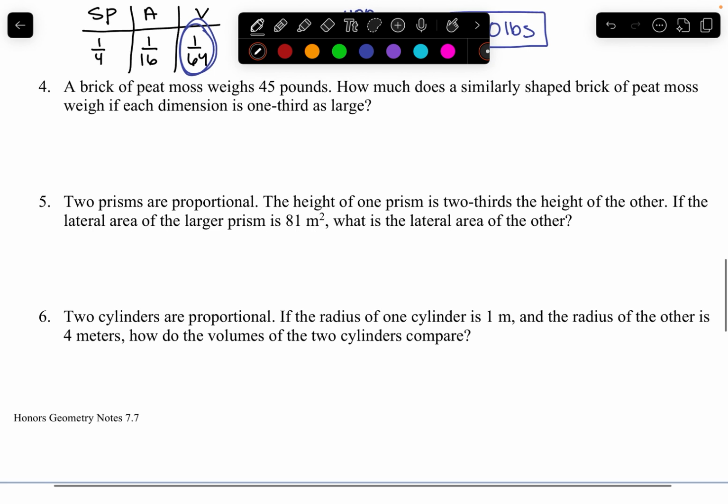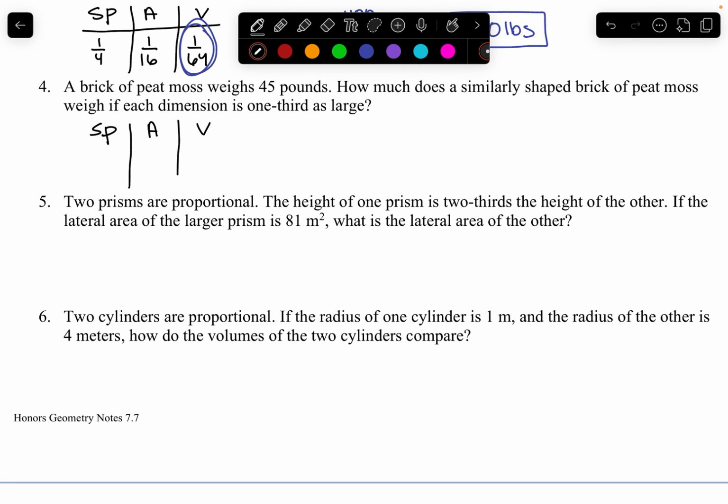Number 4, a brick of peat moss weighs 45 pounds. How much does a similarly shaped brick of peat moss weigh if each dimension is 1/3 as large? So now we're getting smaller, which is fine. If it's 1/3 as large, we can still do a 1/3 ratio. We just need to make sure that we know that this was our original size, and then our new size is going to be the 1. You can also do 3/1 since it's getting smaller. It really doesn't matter. So this will be a 1 to 9, and this will be a 1 to 27.